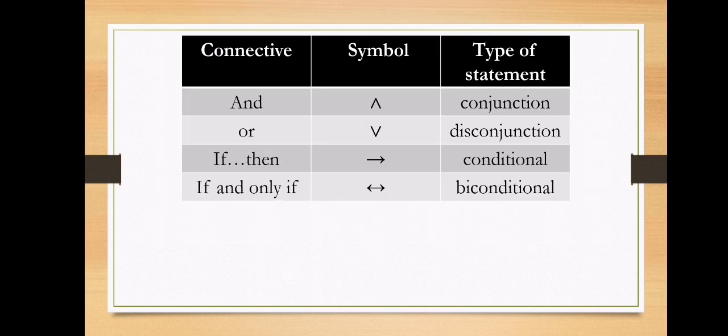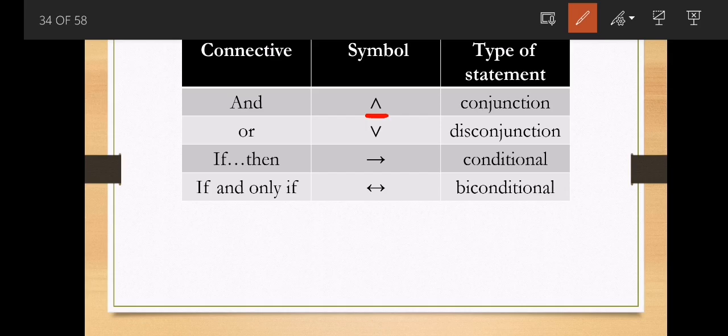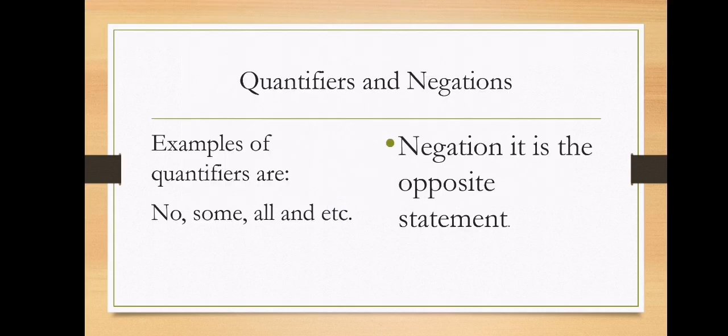So we have here some connectives, the symbol and the type of statement. If our connective is and, the symbol here is this one, and the type of statement is conjunction. And if our connective is or, we use this symbol and the type of statement is disjunction. And if our connective is if-then, our symbol here is this one and the type of statement is conditional. And if our connective is if and only if, we use this symbol and the type of statement is biconditional.